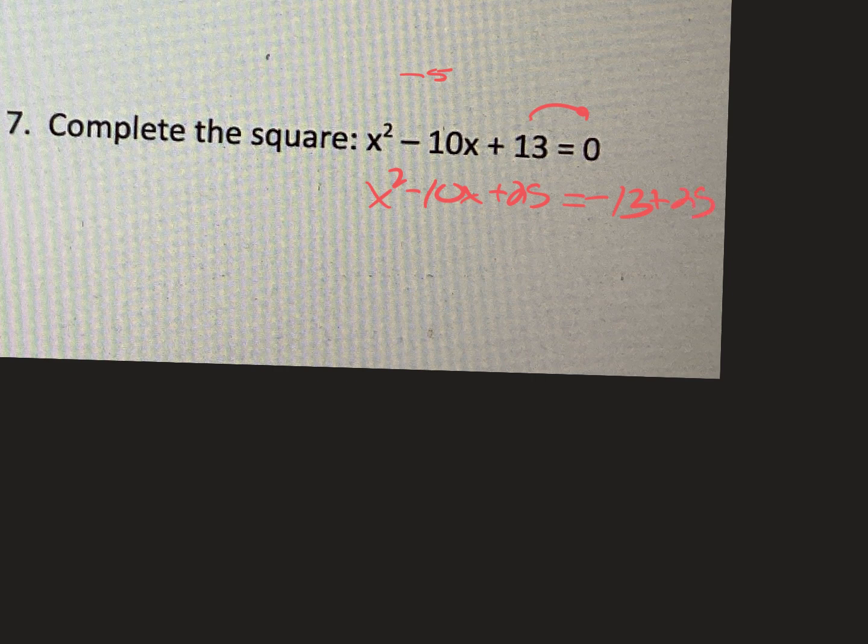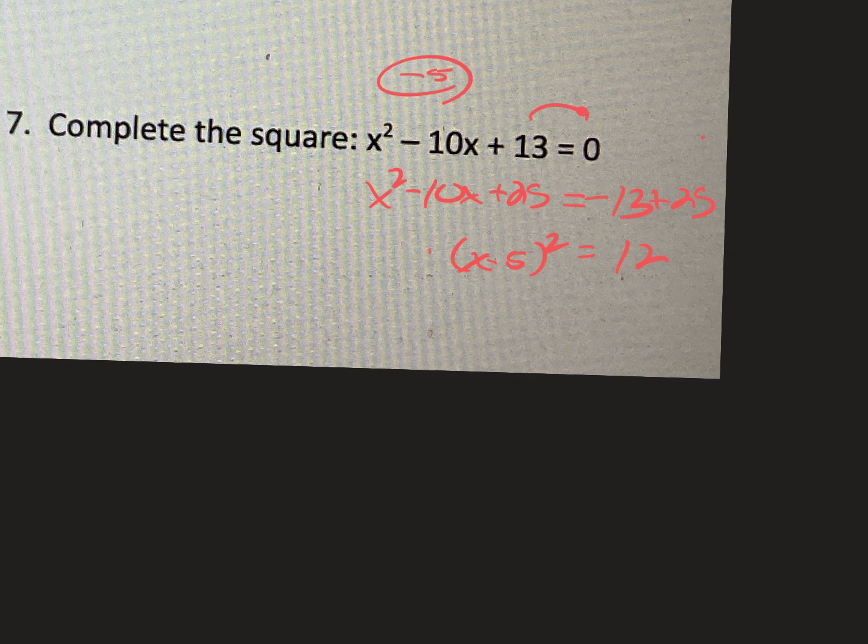We always add. The right-hand side is just 12. Left-hand side, now if you factor that, you would get x minus 5, x minus 5, which is really x minus 5 squared. We talked about this week, whatever the half is up here, half always goes in that parentheses.